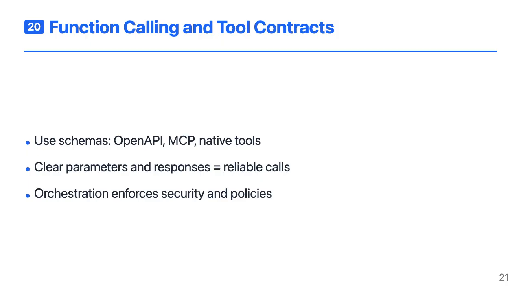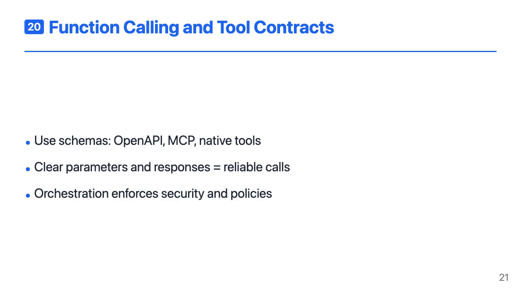For an agent to use tools reliably, it needs structured contracts. Standards like OpenAPI describe each tool's purpose, parameters, and response format. The model can then generate a function call that matches this schema and parse the result. Newer standards like the Model Context Protocol make it easier to discover and connect tools. Some models also have native tools, like built-in search, where the function call happens inside the model itself.